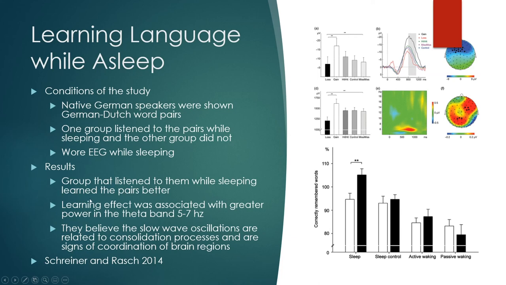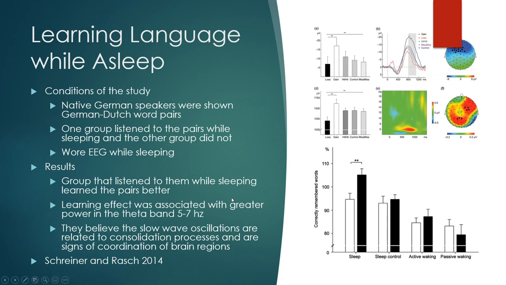And they found, again, that groups that listened to the pairs while they were sleeping actually learned the pairs better. That's what this bar right here is showing. This bar in black is the groups that were listening to the word pairs while they were sleeping. It's not a huge increase, but definitely significant. And what they found from the EEG was that it was associated with greater theta activity, and their ability to recall these different words.